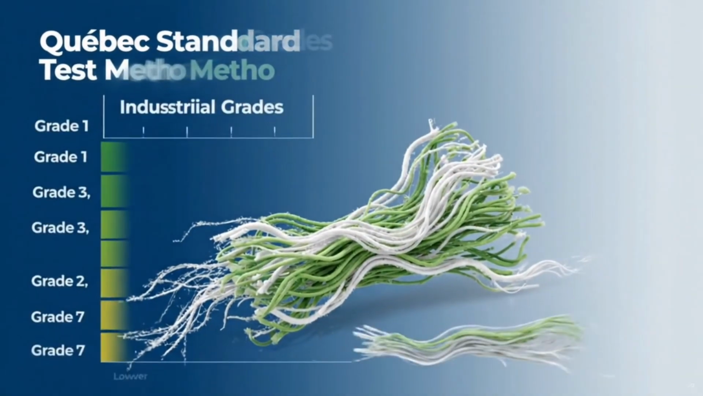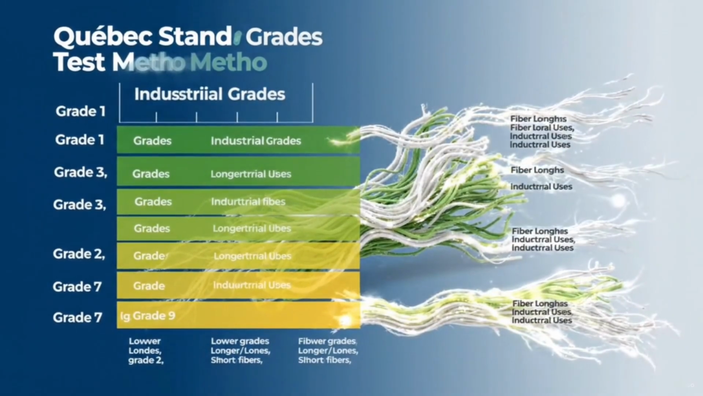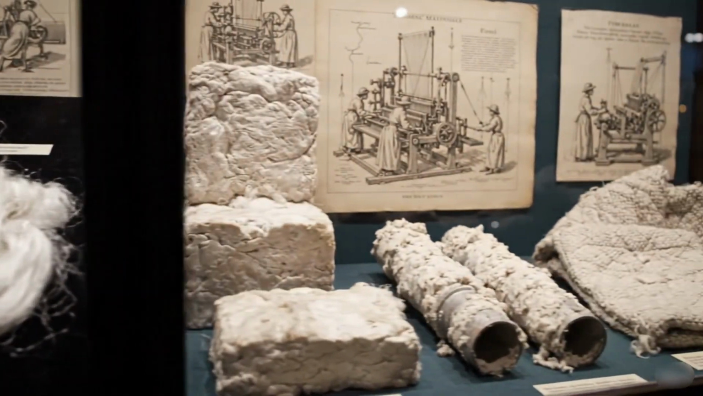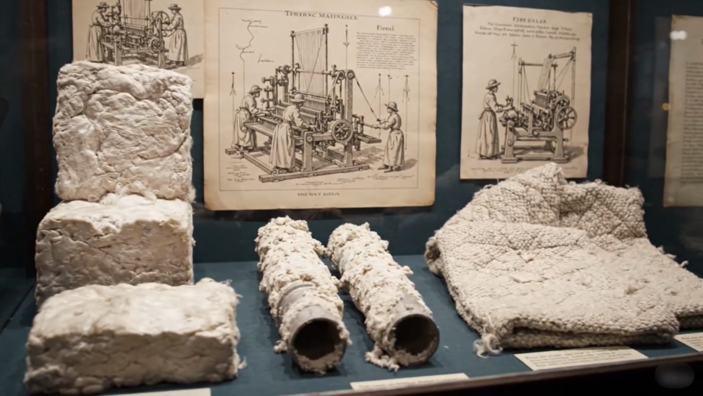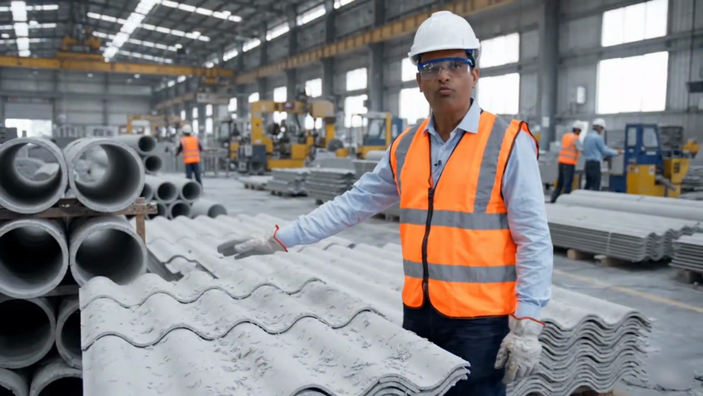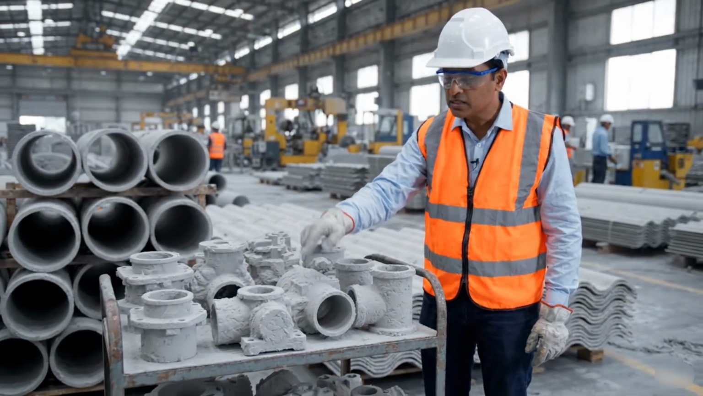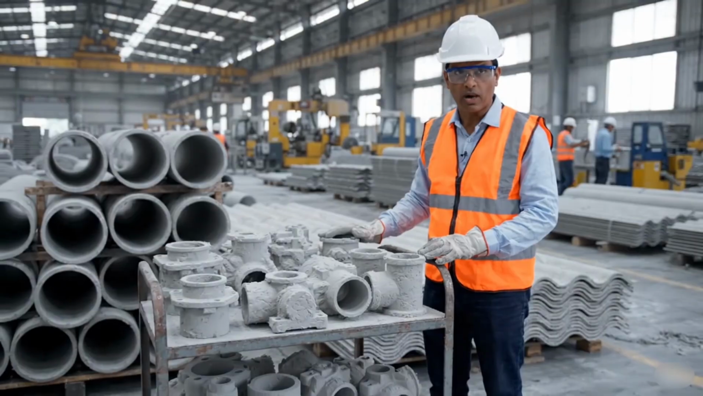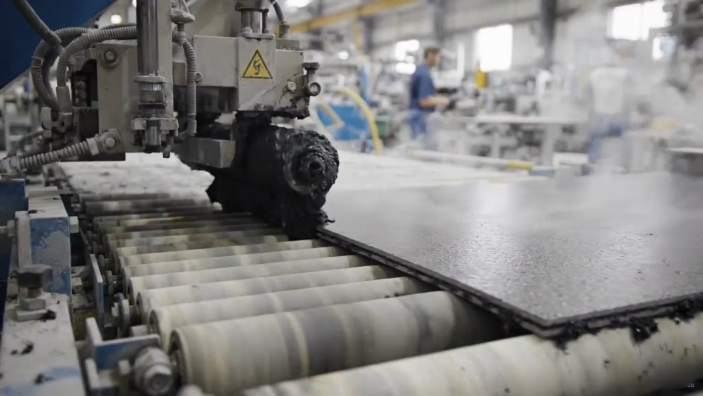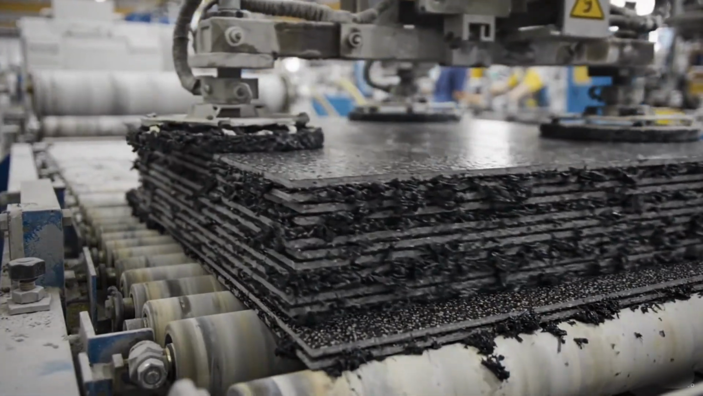The Quebec Standard Test Method traditionally categorized asbestos fibers into several industrial grades. Groups 1 through 3 consisted of longer fibers suitable for textiles and high-pressure insulation products. Groups 4 through 6 were commonly used for asbestos cement pipes, sheets, and molded products. Group 7 included the shortest fibers, often utilized as fillers in tiles, coatings, and asphalt compounds.